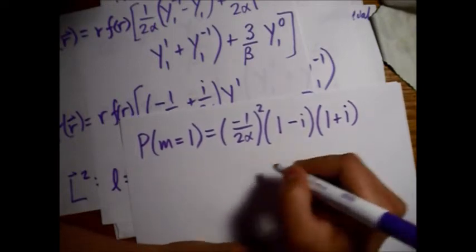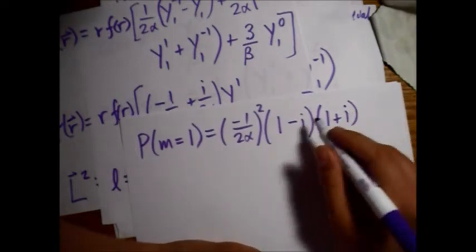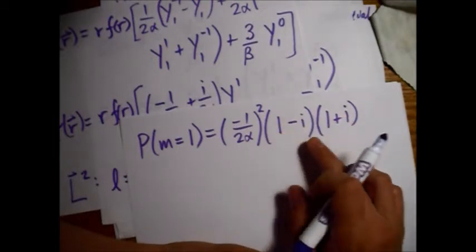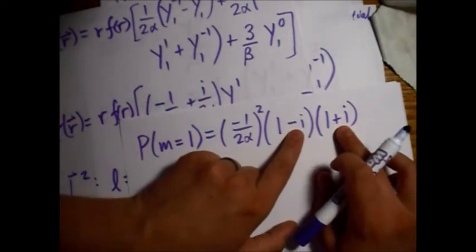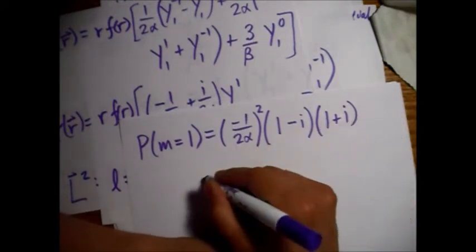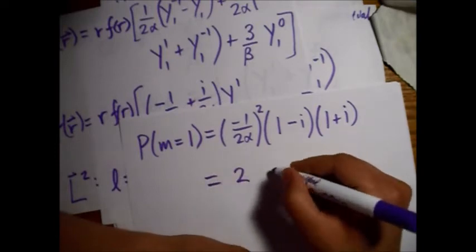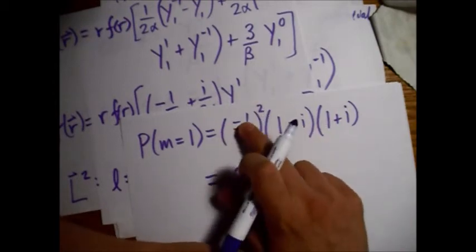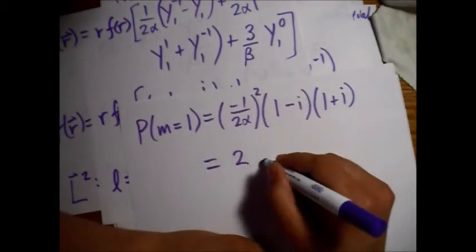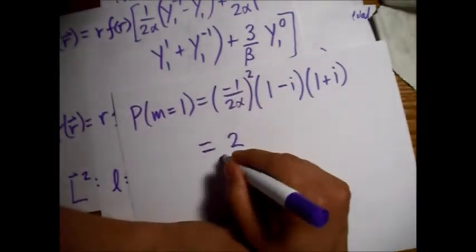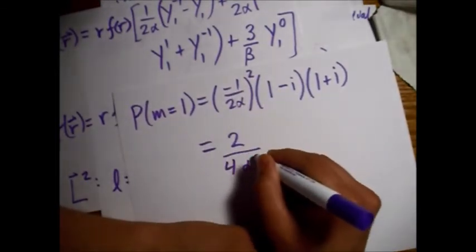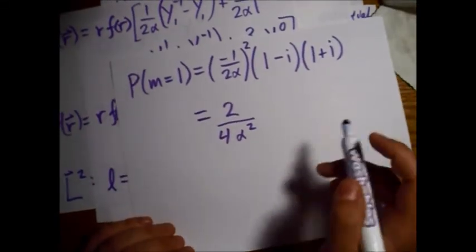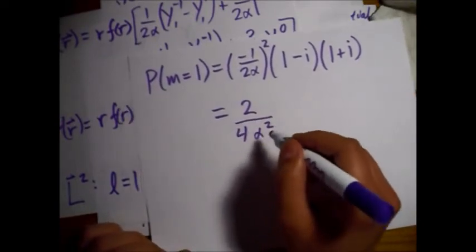So what do we have here? We have a 2, right? So the i's will go away, the inner term. We have a 1 plus minus i multiplied by i is 1. So we have a 2. And then this minus sign is going to go away because we're squaring it. We'll have a 1 on top, and then on the bottom we have a 4 alpha squared. Okay? And we'll plug in alpha in a bit.